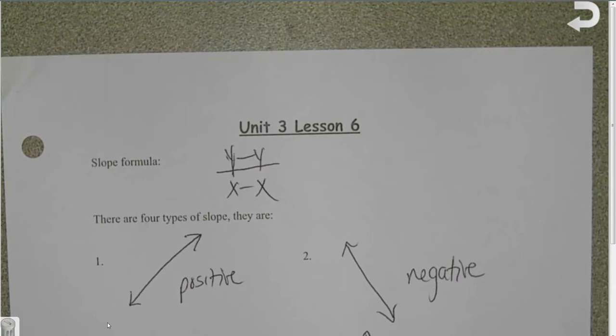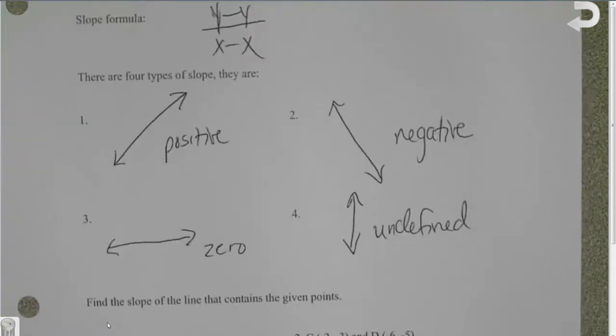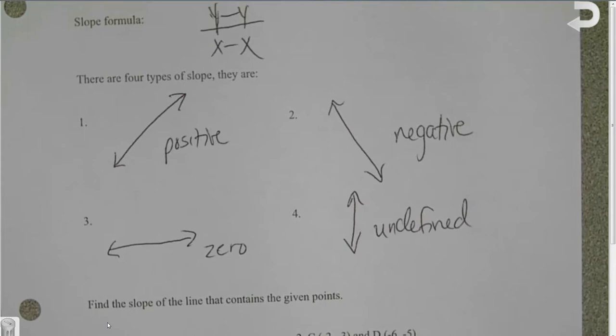And it doesn't matter what order you do those in, as long as you do them in the same order. If you pick the first y, you pick the first x. You subtract the second y, you subtract the second x. If you pick the second y, you subtract the first, and then you take the second x and subtract the first. There are four types of slope. You can have positive, negative, zero, and undefined. That's what they look like.